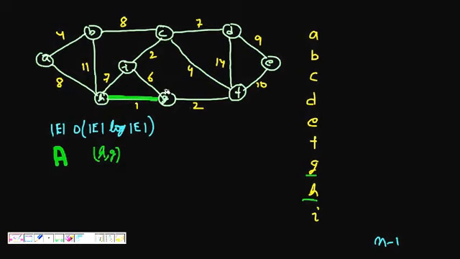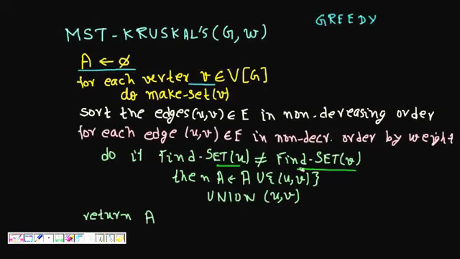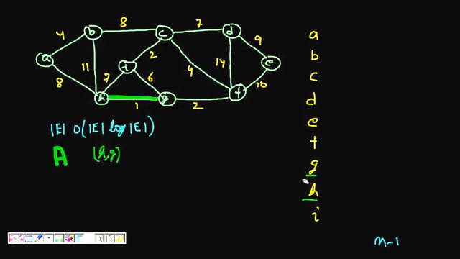Then what happens? It now comes in A. Why? If you see the code, if the sets are different for u and v, then that edge is added to A, and then we also do union u comma v. So what does that mean? Now I have G and H. They were different sets, but now I make them the same set. So this is the set now, GH, and H is now removed. Okay, so H has gone. Now GH is one set.